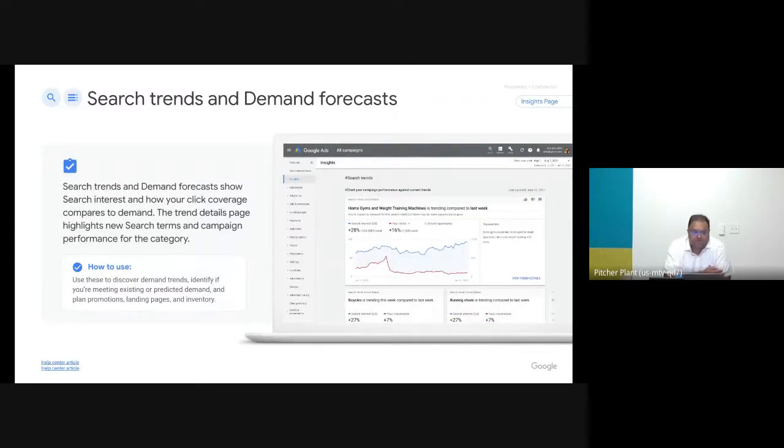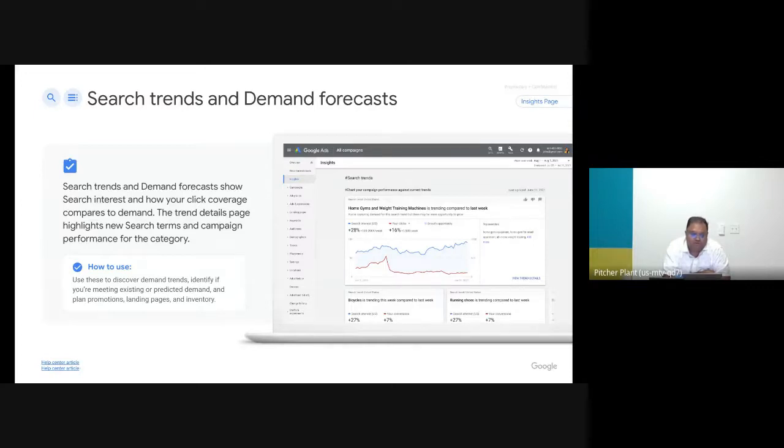Next, we have search trend and demand forecasts. And this allows us to help advertisers understand products and services they offer and the new opportunities to capture additional demand that we anticipate in the coming months. These forecasts are generated quite regularly. In fact, it's updated daily. And the search trend insights only shows categories which have a positive week-on-week, month-on-month, or year-on-year growth. And these are refreshed daily so that the trends show as soon as they emerge.